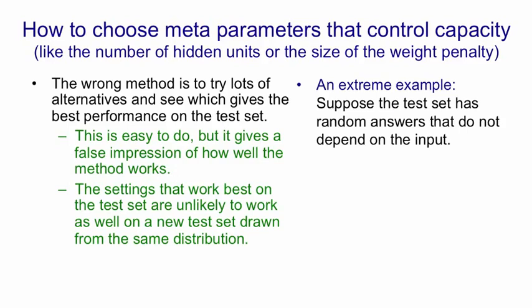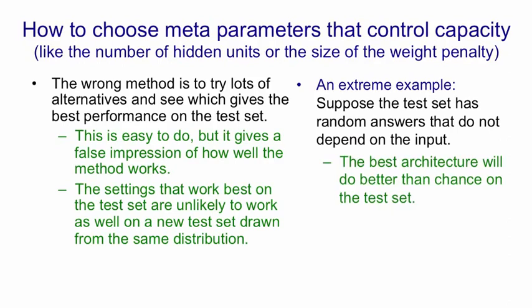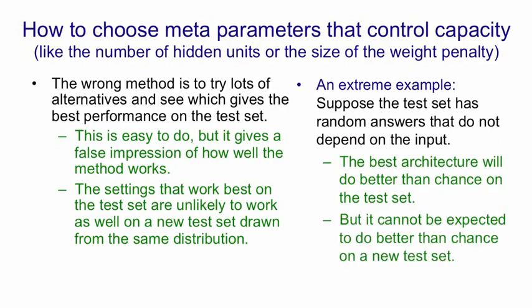Let me give you an extreme example of that. Suppose the test set really is random. Quite a lot of financial data seems to be like that. So the answers just don't depend on the inputs, or can't be predicted from the inputs. If you choose the model that does best on your test set, that will obviously do better than chance, because you selected it to do better than chance. But if you take that model and try it on new data that's also random, you can't expect it to do better than chance. So by selecting a model, you get a false impression of how well a model will do on new data. And the question is, is there a way around that?